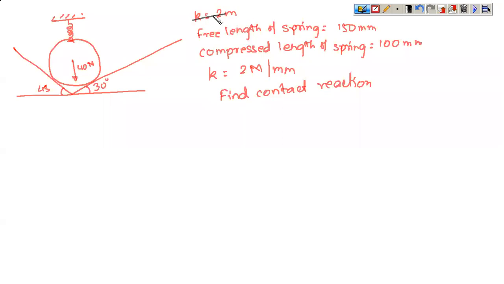Sorry, this data is not required. And you need to find out the contact reactions. Okay. So here there are two types of forces. I had told you about active forces, first is the weight of the body, etc. And the next is exerted forces. So here you have an exerted force also with the help of a spring. So we are calculating the exerted force.